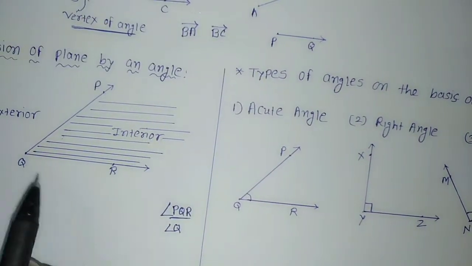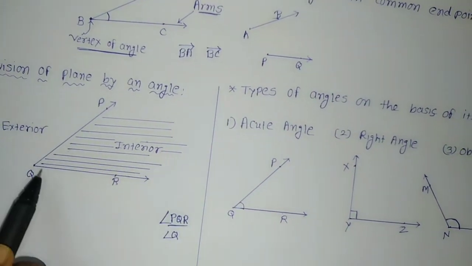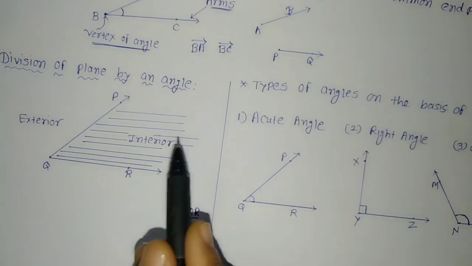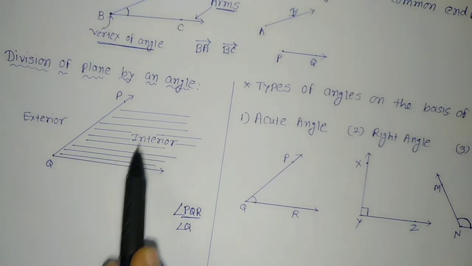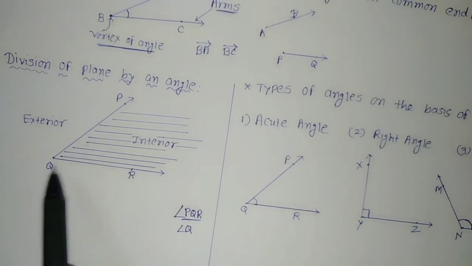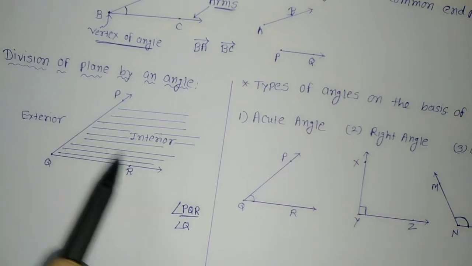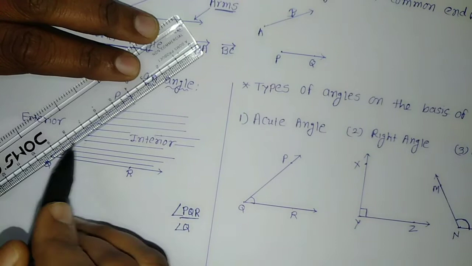And for this ray QP, it is the lower part. If you draw this ray QR, then it divides the plane into two parts, the upper half plane and the lower half plane. In that case, we have taken the upper half plane of ray QR, and in the case of QP, we have taken the lower half plane of this ray QP. So this one will be the angle part.